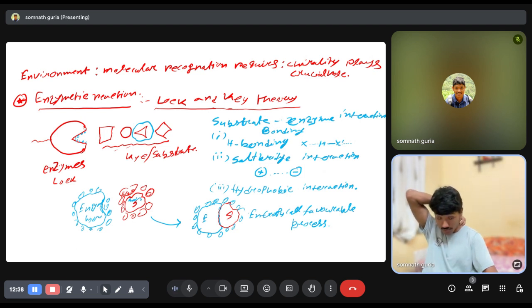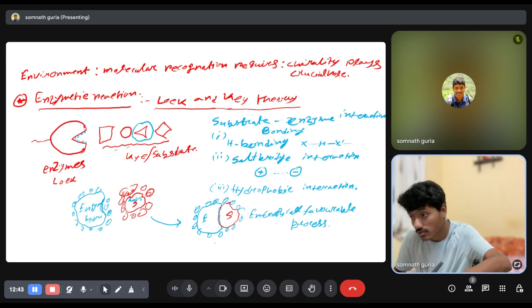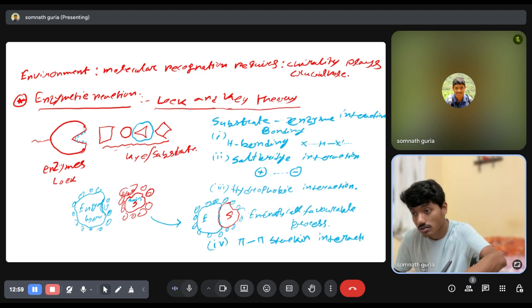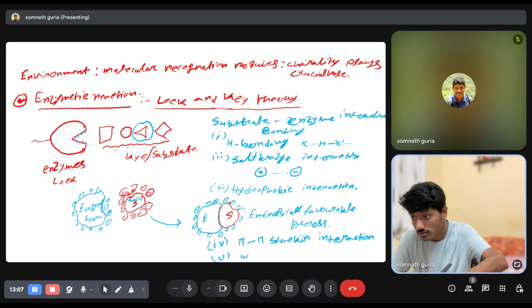The other thing is the pi stacking interaction, the pi interaction, and that will be the fourth. Pi stacking interaction. The fifth will be the van der Waals interaction, VDW.